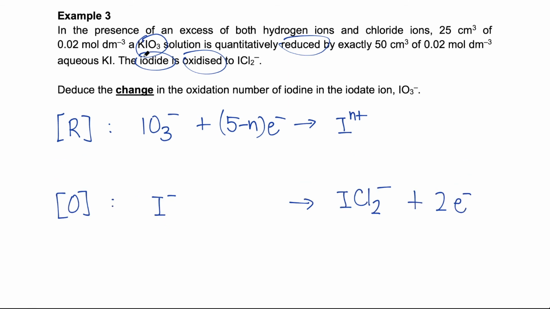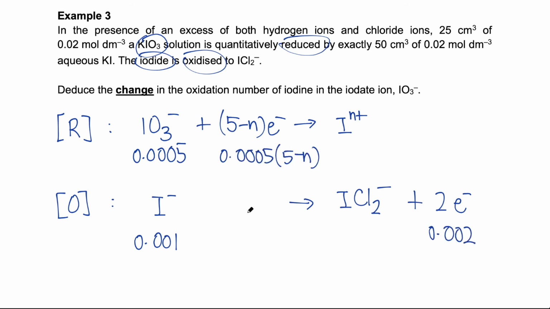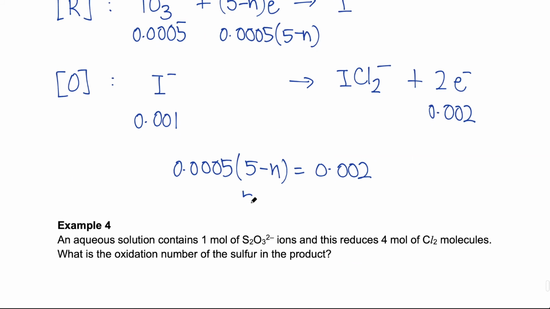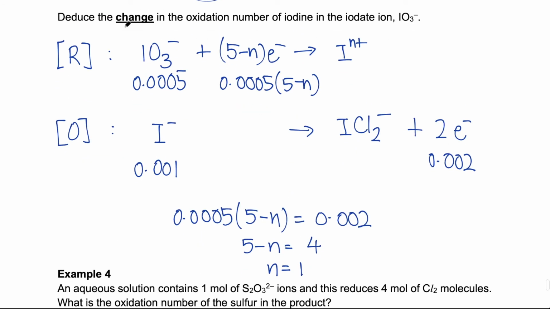Now we try to put in number of moles based on the question. Number of moles of iodate, 0.0005 moles. Number of moles of iodide is 0.001 mole. Use your mole ratio to find number of moles of electrons. Then we use total electron gain equals total electron lost. They say deduce the change in oxidation number. So we find that the final oxidation state is +1. That means the oxidation state would have decreased by 4.